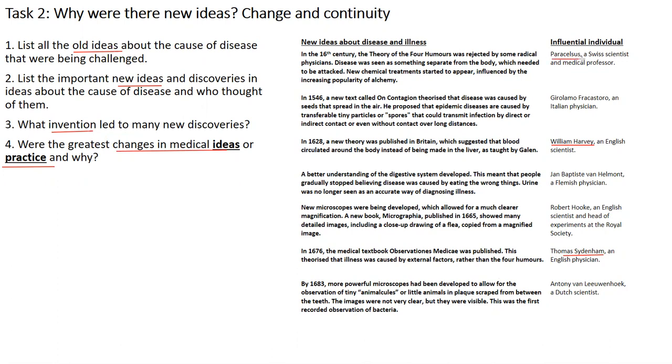Paracelsus, a Swiss scientist, rejected the theory of the four humours. In the 16th century, this idea was being criticised a lot. And a lot of scientists were beginning to say that disease was separate from the body, which needed to be attacked. So new chemical treatments started to appear, influenced by the popularity of alchemy. So Paracelsus was really important in starting to reject the theory that we need to attack the illness with chemical treatments.